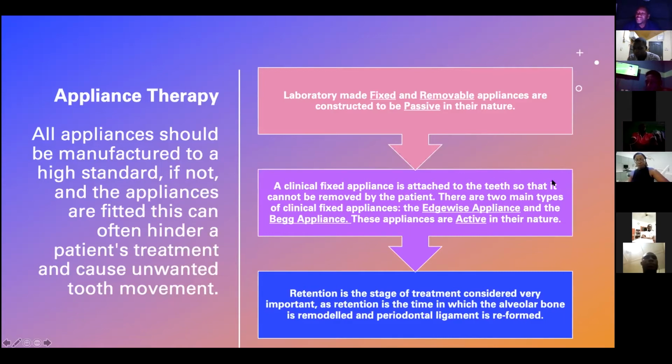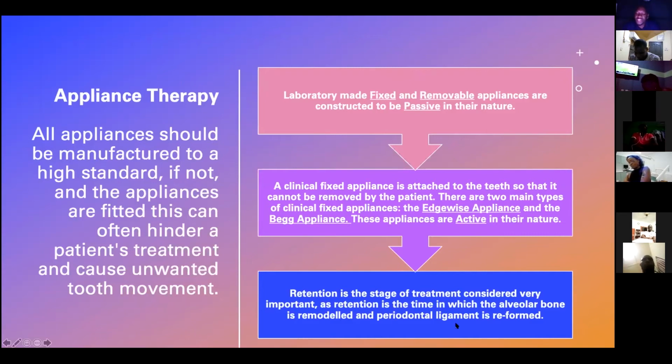A clinical fixed appliance is attached to the teeth so that it cannot be removed by the patient. And there are two main types, like we spoke about, which is Edgewise or Begg. And these appliances are active in their nature. Now, active just essentially means that, imagine if you have braces put on your teeth, straight away you can feel the pressure and you can feel the force. And this is what active appliances mean. So passive means no pressure, active means pressure.